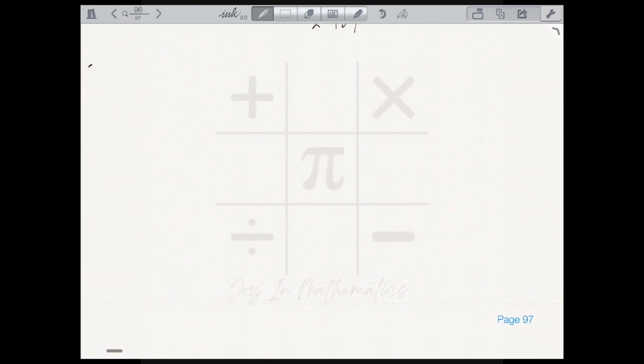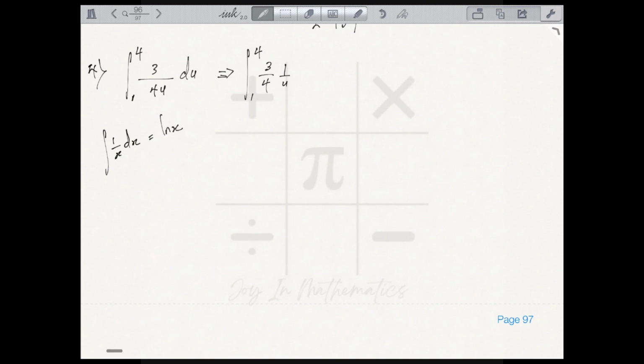Let's integrate from 1 to 4 of 3 over 4u du. Now this brings us back to integrating 1 over x dx to give us ln x, because this 1 over 4 over 3u is the same thing as saying 3 over 4 multiplied by 1 over u du.